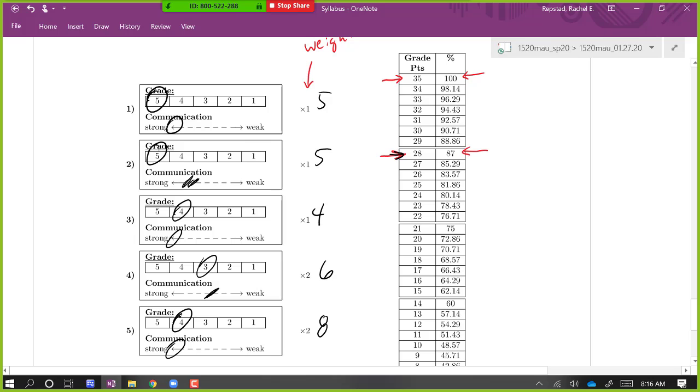And so on. If somebody got a 3 on everything, that would be 21 grade points. If somebody got a 2 on everything, that would be 14 grade points here. And then in between, it's linear. So I just go down by the same amount from 100 to 87 over however many grade points that is, 7 grade points. So in between, it's linear.